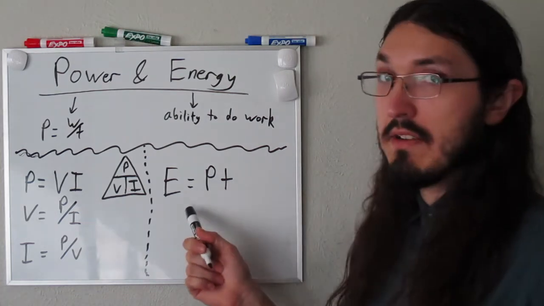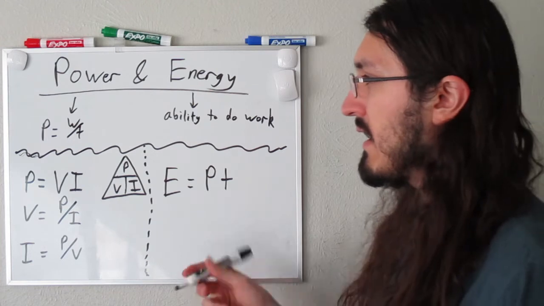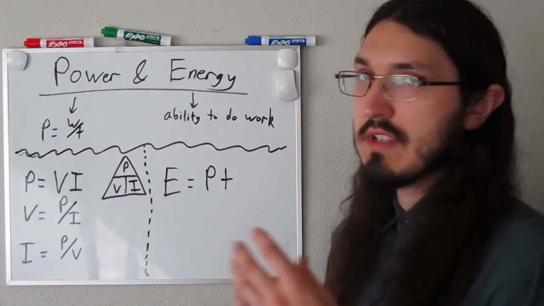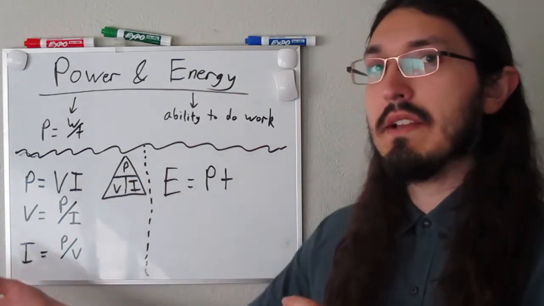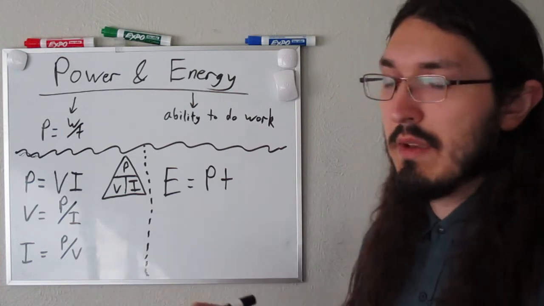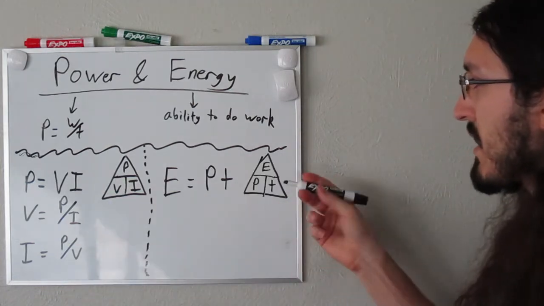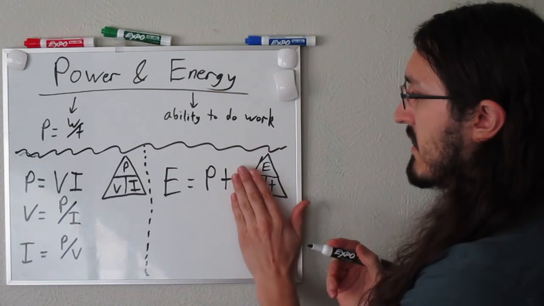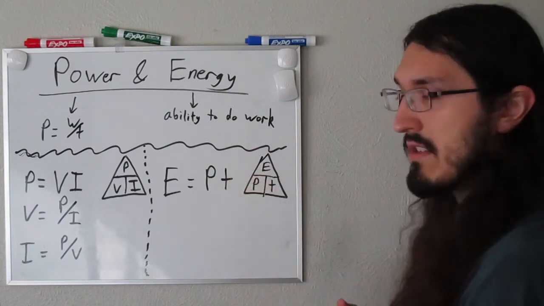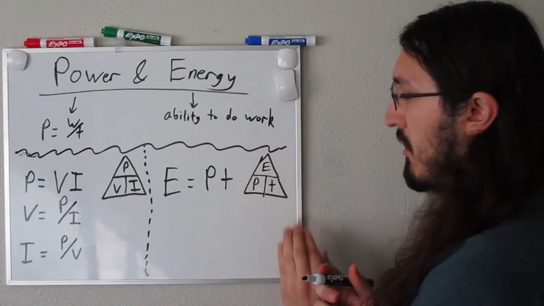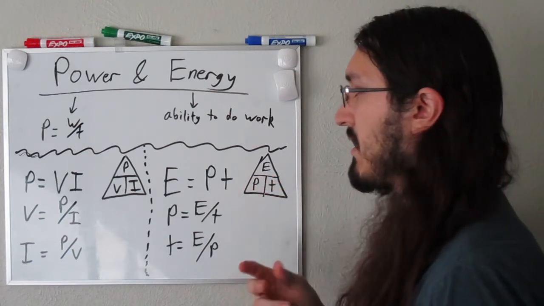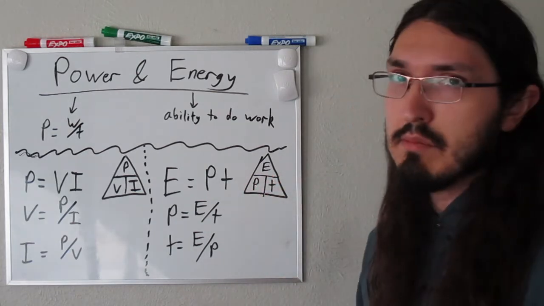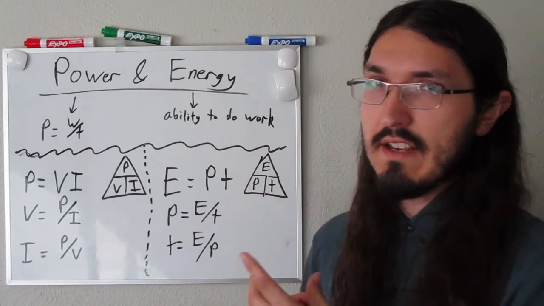We can also put this equation into a triangle. Any equation that takes this form, where something equals something else times something else, you can put it in this triangle form, and it helps you solve for the other variables. So here's my triangle. If I solve for power, it's energy divided by time. If I solve for time, it's energy divided by power. Here are my three equations that relate energy, power, and time. And the same thing applies. If I have two of those variables, I can find the third remaining one.